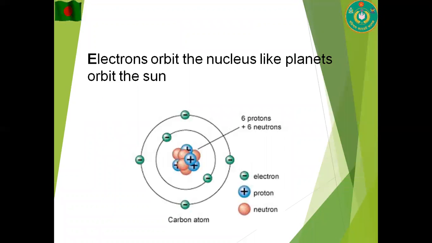Here, electrons are revolving around the nucleus just like the sun, where the nucleus is at the center and electrons revolve in a specific area or orbit. Here is the carbon atom: 6 electrons, in the first orbit 2, in the second orbit 4. Electrons are revolving around the nucleus.